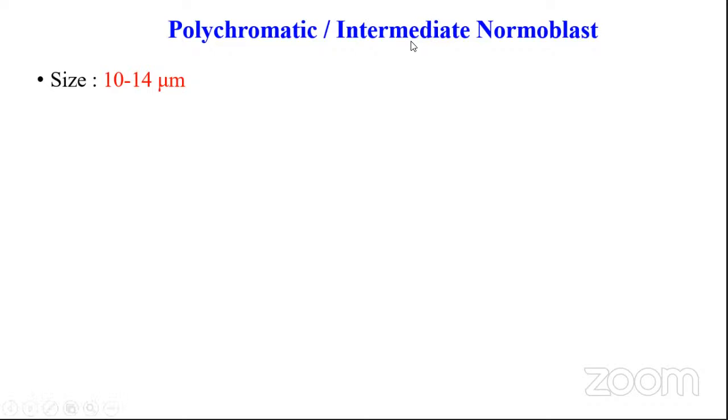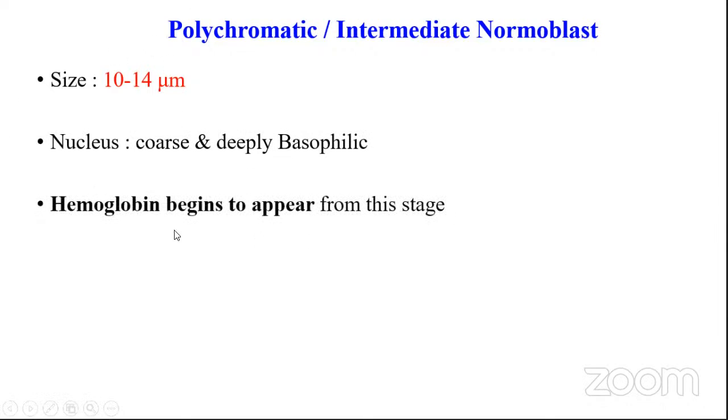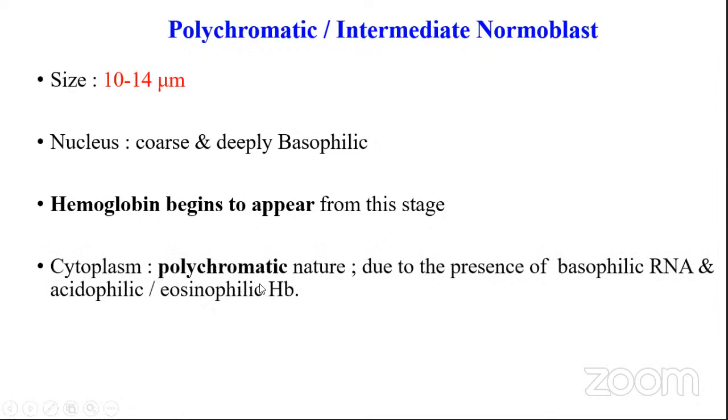Here the size of the intermediate normoblast is 10 to 14 micrometers. By now you might have observed the size of the cell is going on decreasing. The nucleus here is coarse and deeply basophilic. Hemoglobin appears in the microscope at this stage, and the cytoplasm is polychromatic because of the presence of both basophilic RNA as well as acidophilic or eosinophilic hemoglobin. So this is called polychromatic.